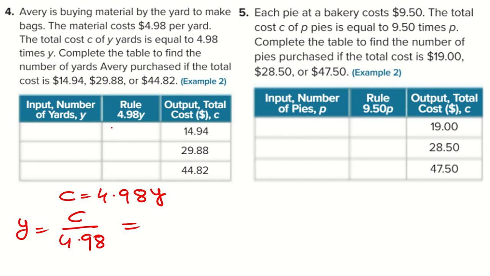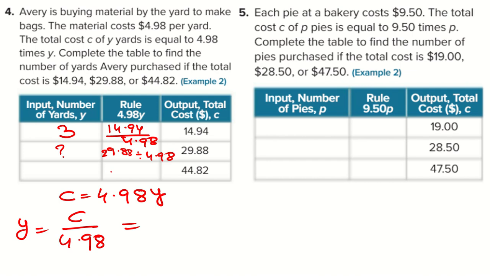Okay. So, 14.94 divided by 4.98. If you check the calculation, then it will become 3. Okay. Now, 29.88. So, this will be 29.88 divided by 4.98. So, will it be 7? I don't think so. Okay, just check it. Check with the calculation. And whatever answer you get, it will go here only.